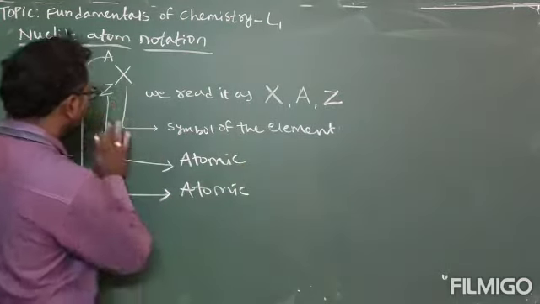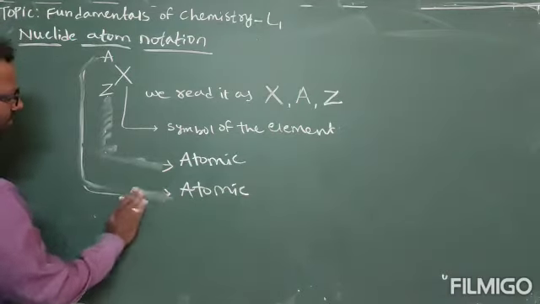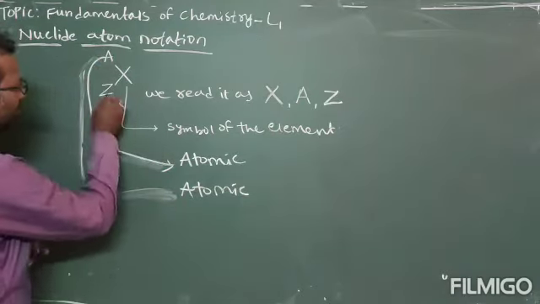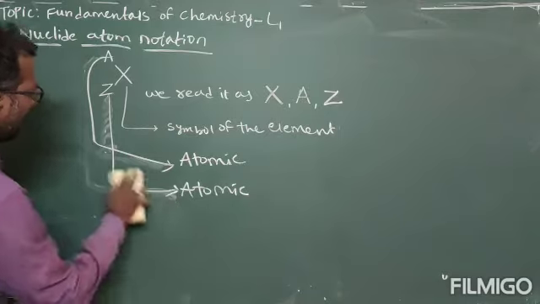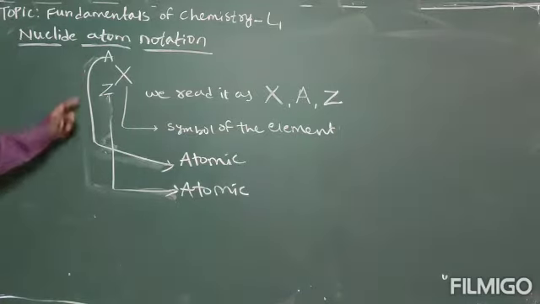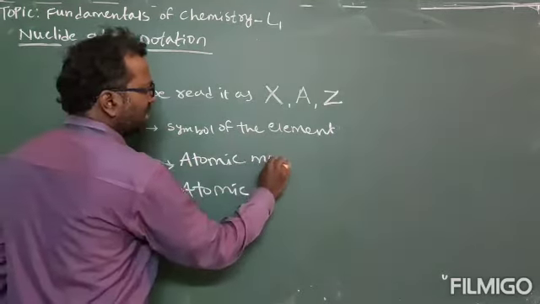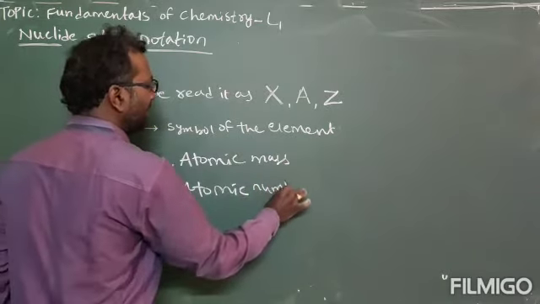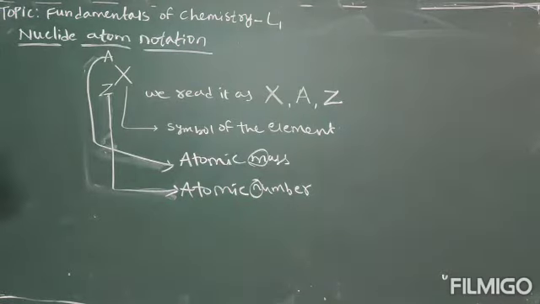So atomic, just to give you a clear understanding, I am drawing this. First letter A, both are atomic. In that, the first one is mass and the second one is number. M is the first letter and N is the next letter. In M and N, M comes first. So A represents atomic mass and Z represents atomic number.